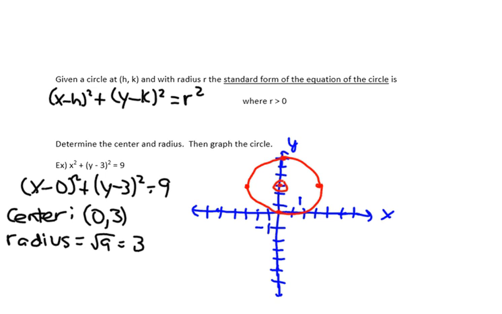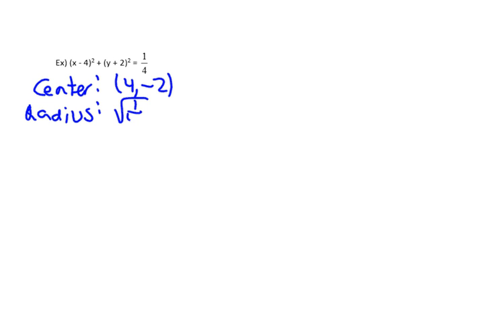All right. Let's take a look at another example then. So again, I want to be able to graph it, and in order for me to graph the circle, I need the center and the radius. Let's start with the center. Now remember, it's going to be the opposite of what I see. So that's (4, -2). That's the center of the circle. The radius is the square root of 1/4. Square root of 1 is 1. Square root of 4 is 2. Radius is 1/2.